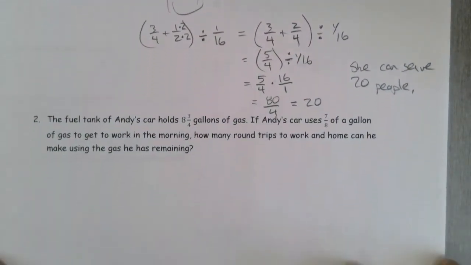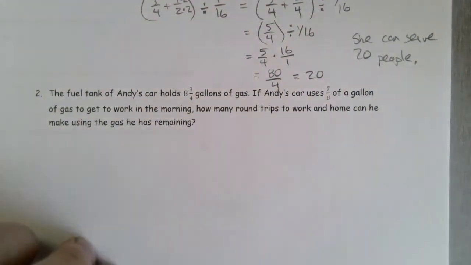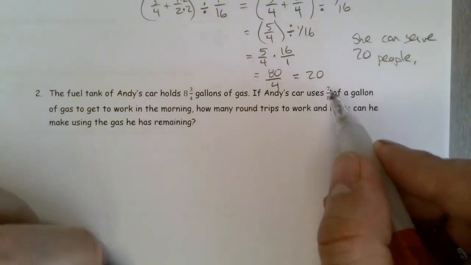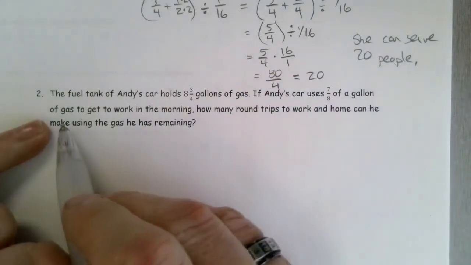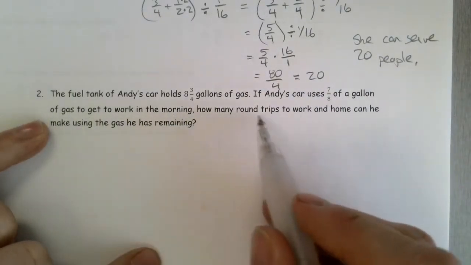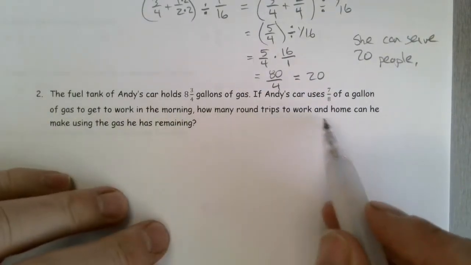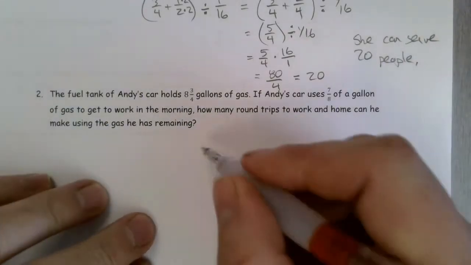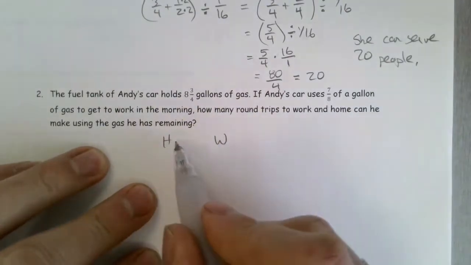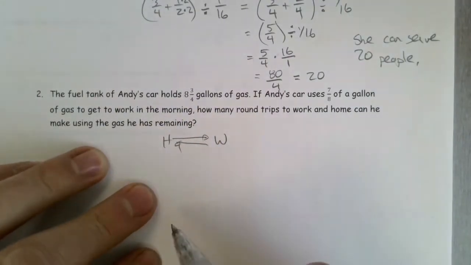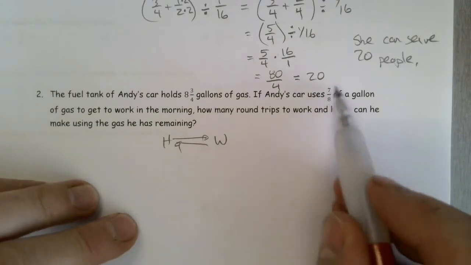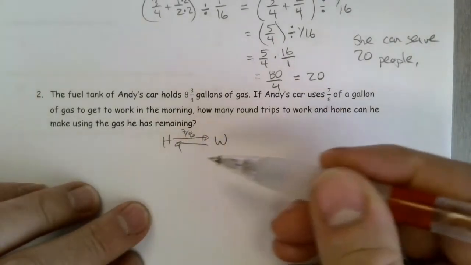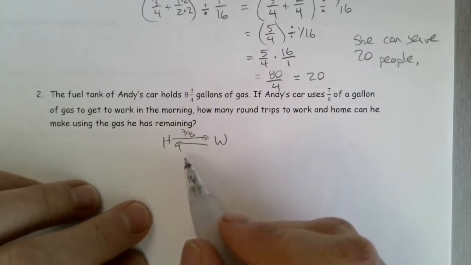Now, let's take a look at this next one. The fuel tank of Andy's car holds 8 3/4 gallons of gas. If Andy's car uses 7/8 of a gallon to get to work in the morning, how many round trips to work and home can he make using the gas? So here's home, here's work. We want to know how many round trips he can make here. But remember, that 7/8 only refers to one direction. So there's a 7/8 going this way.